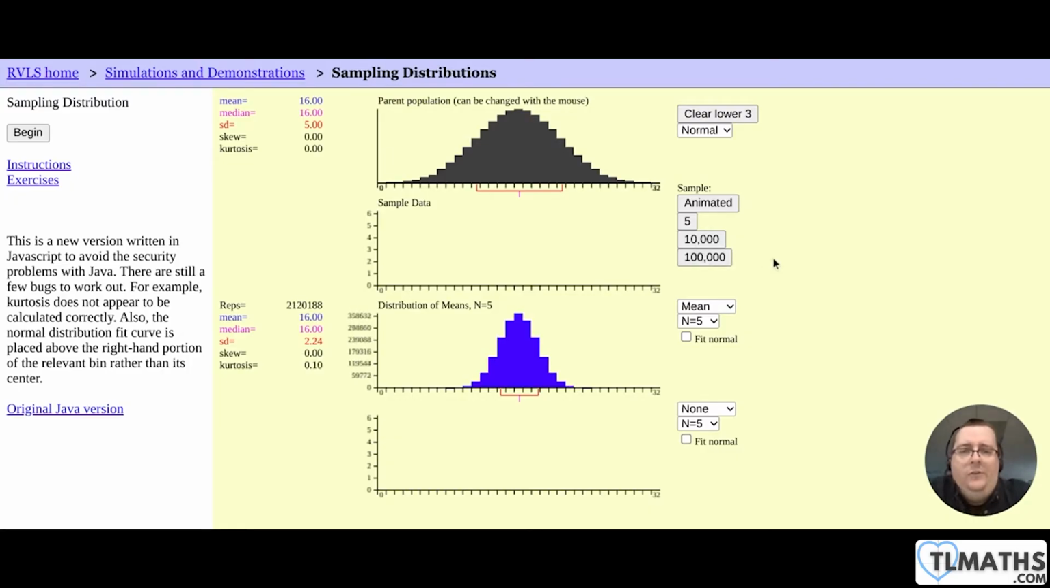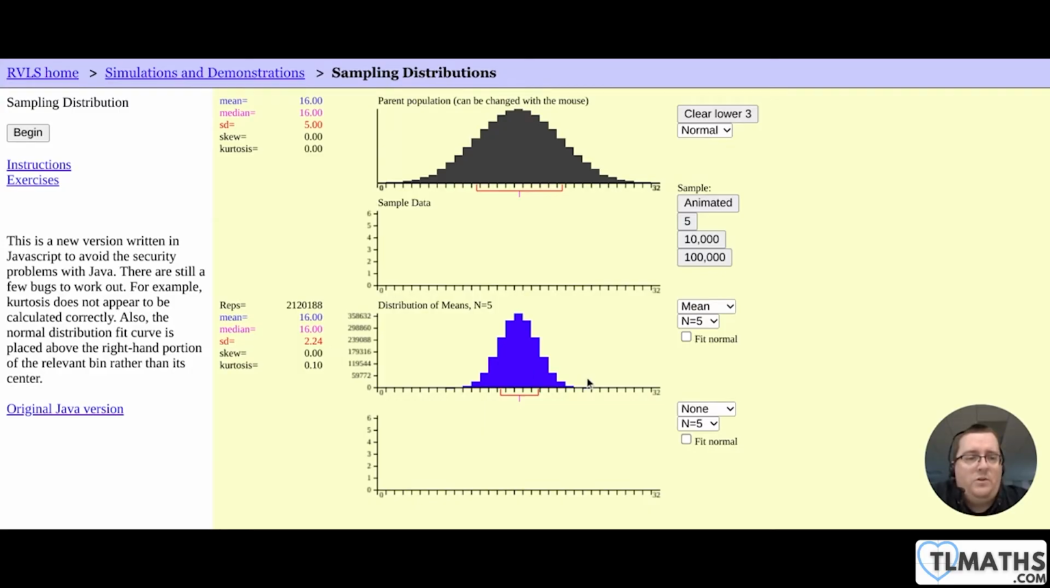So what are we seeing here? We're seeing a normal distribution. On the left-hand side, it tells us the mean of the samples that we've got, which is what the other website unfortunately doesn't do. The mean is 16, which matches the mean of the population. Great. But the standard deviation is 2.24. So the question is, where does 2.24 come from?